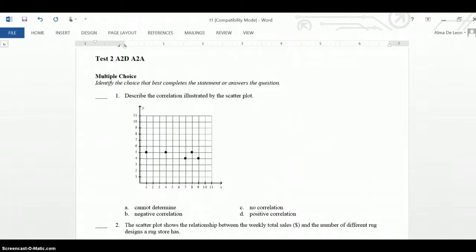Number 1, describe the correlation illustrated by the scatter plot. Now remember, we can either say this is positive, negative, or no correlation. And if we look at our dots, we see that they are not going up, they are also not going down. Really, we can't tell, and because of that, we're going to call this a no correlation.